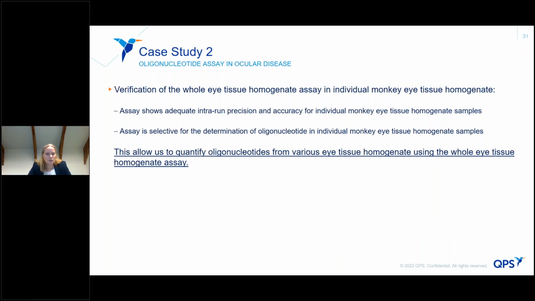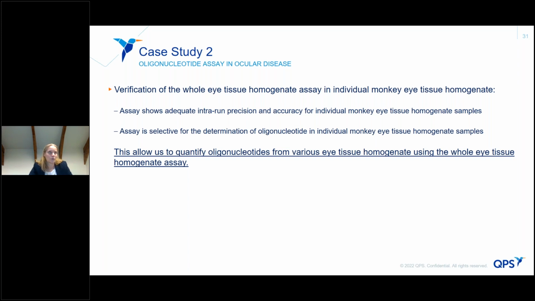So with the verification of this whole eye tissue homogenate assay in individual monkey eye tissue homogenates, you see that the assay shows good intra-run precision and accuracy for the individual monkey eye tissue homogenate samples tested. And the assay is also selective for the determination of oligonucleotides in individual monkey eye tissue homogenate samples. And what does it tell us? This means that this allows us to quantify oligonucleotides from various eye tissue homogenates using the whole eye tissue homogenate assay.